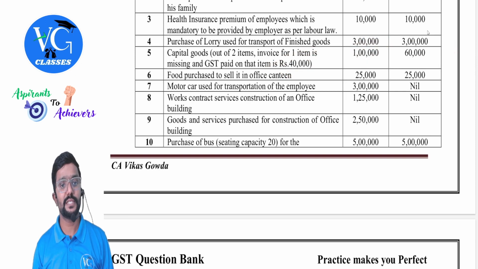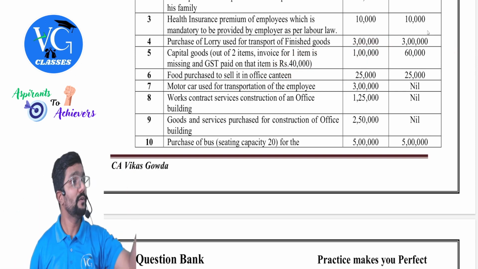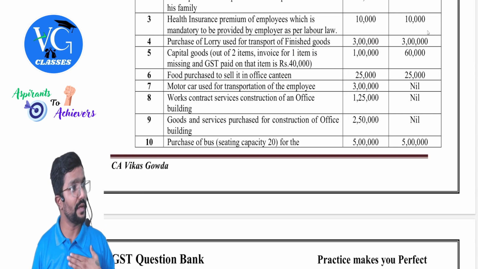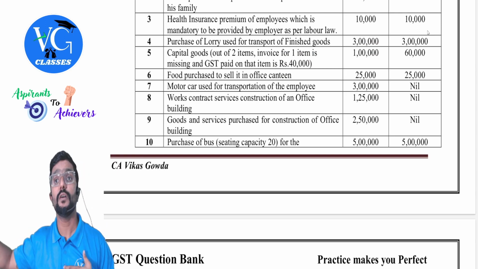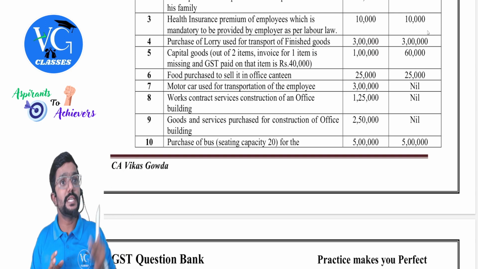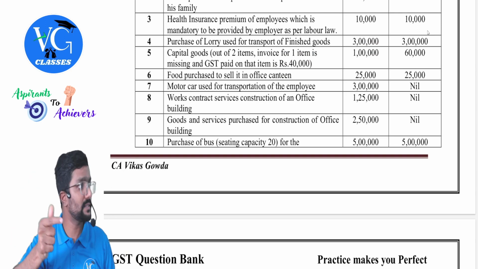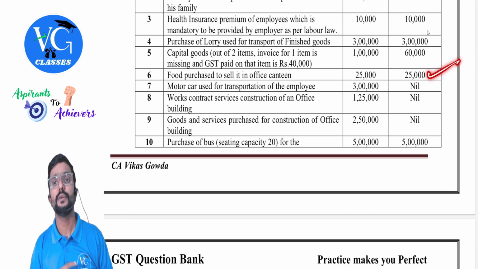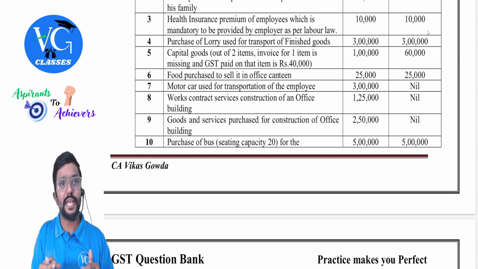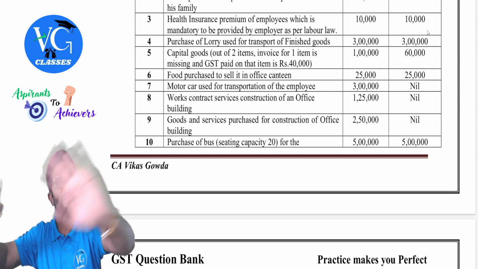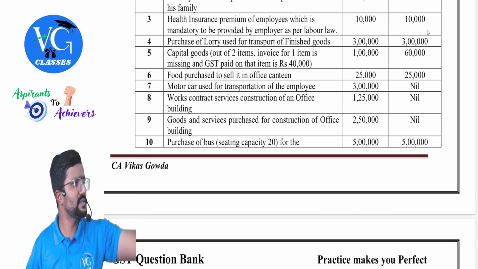Next, foods purchased to sell it in office canteen. Hello, one example I gave. Food purchased by whom? Employer. Why? To sell it in office canteen. Is it purchased for further supply? Yes. Credit is available. Sir, what if it was purchased to give it to employees freely? They are not selling it. Employees will have free food.